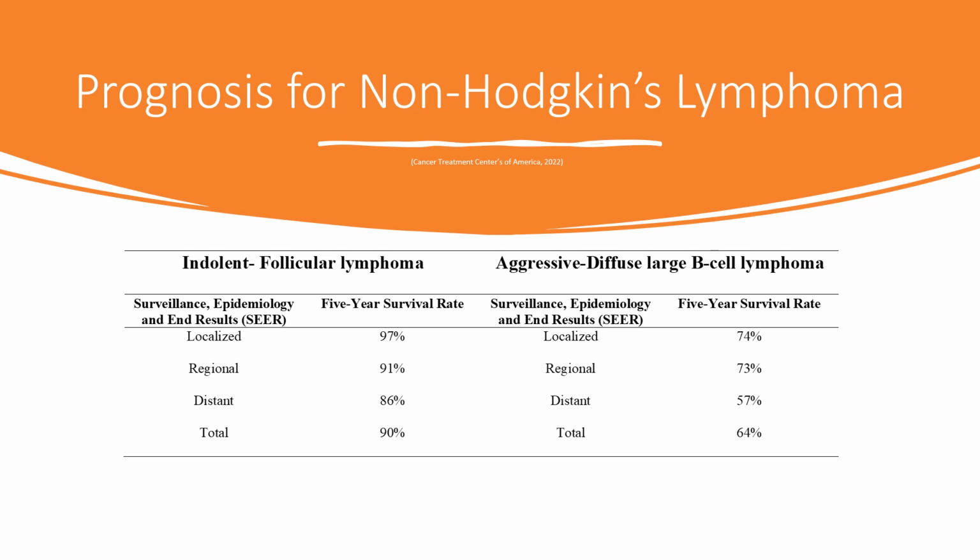Prognosis for non-Hodgkin's lymphoma. So this table shows a 5-year survival rate for both T-cell and B-cell NHL. We can see that T-cell has a significantly better prognosis. This is mainly due to its less aggressive growth and the possibility of early detection.